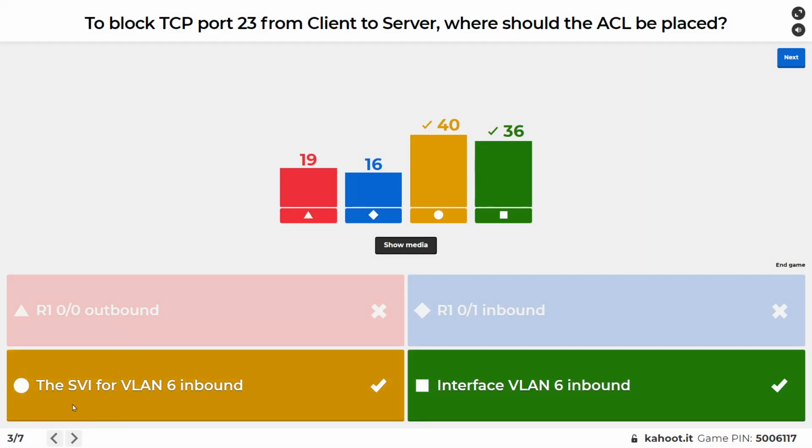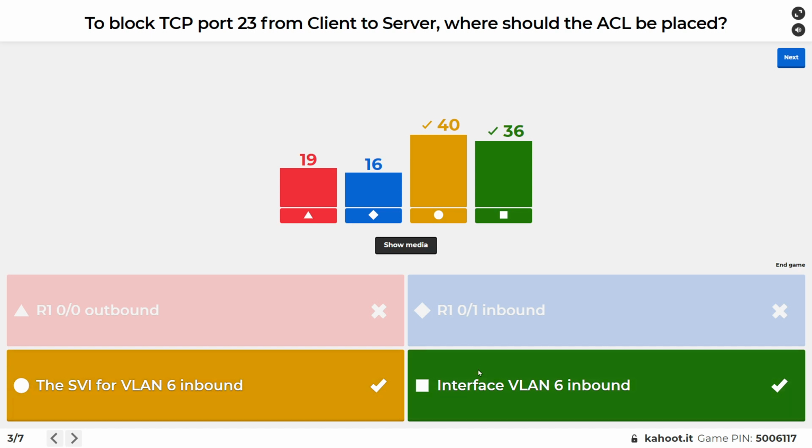So going back to the answers, the switch virtual interface for VLAN 6 inbound and the interface VLAN 6 inbound. And here's why those two are interesting. Those are the same thing. Interface VLAN 6 is a switched virtual interface for VLAN 6.